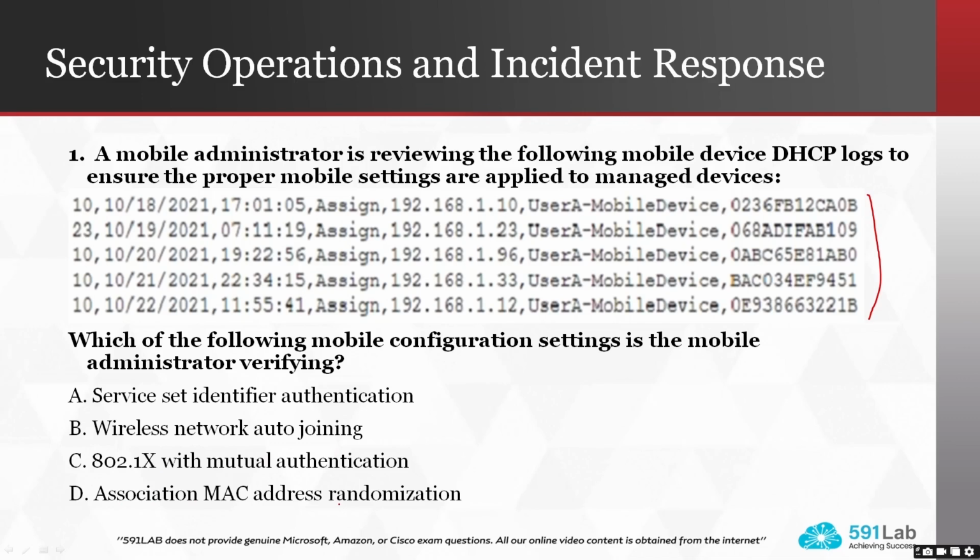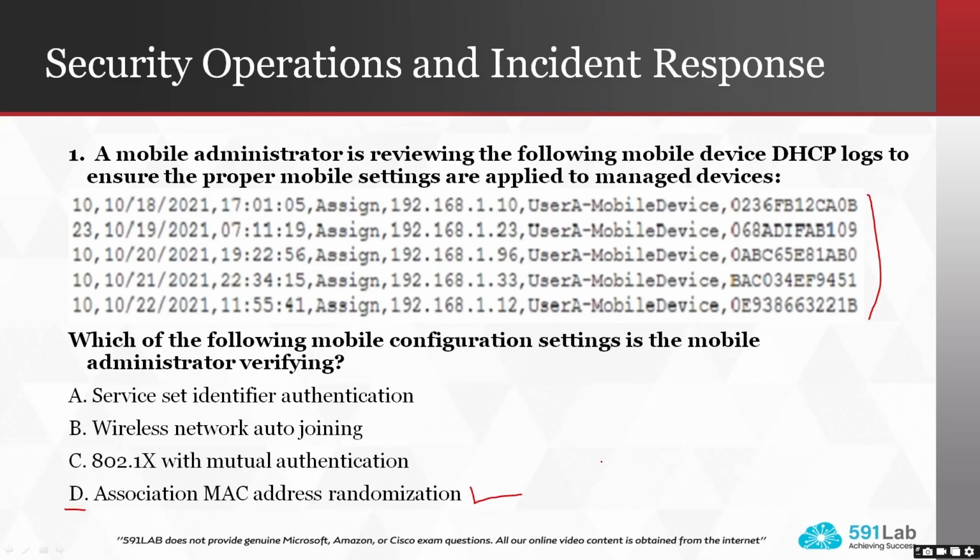As I've already mentioned, this question is most probably related to the review of the DHCP log for MAC address randomization. So the correct answer should be D, association MAC address randomization. We will see this in detail. So the correct answer is association MAC address randomization.